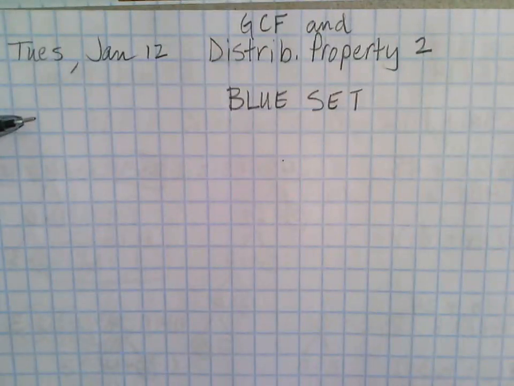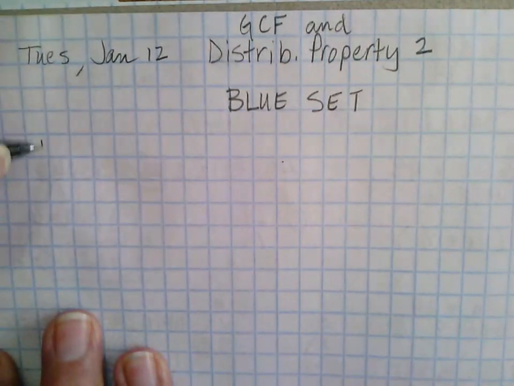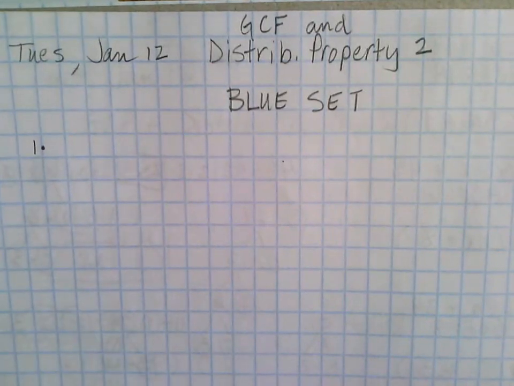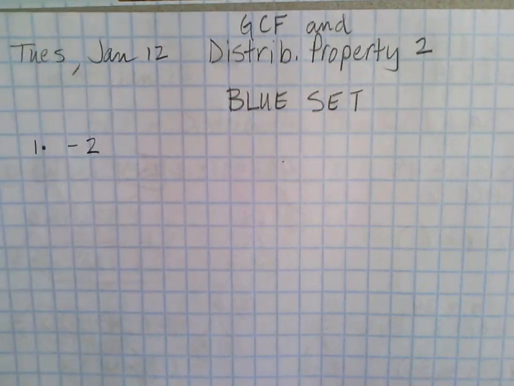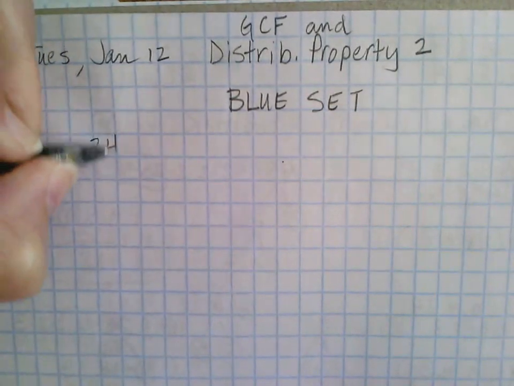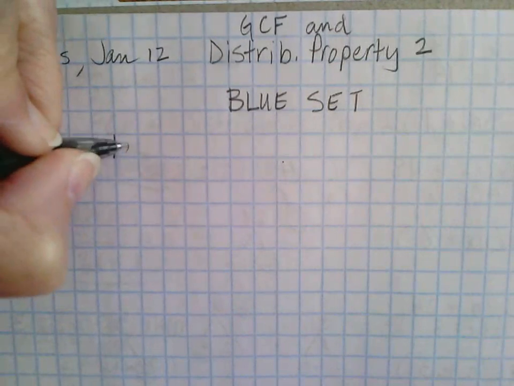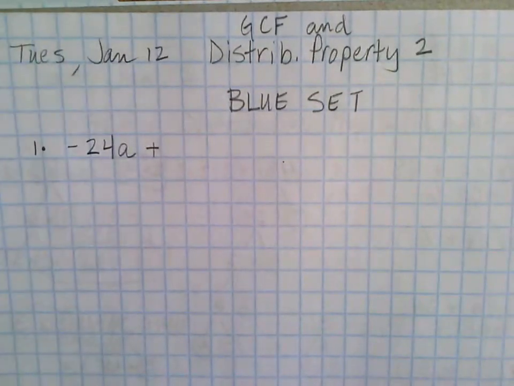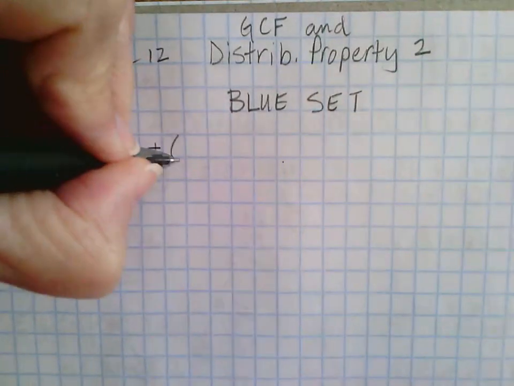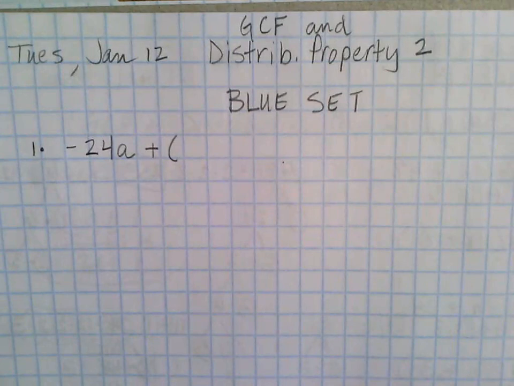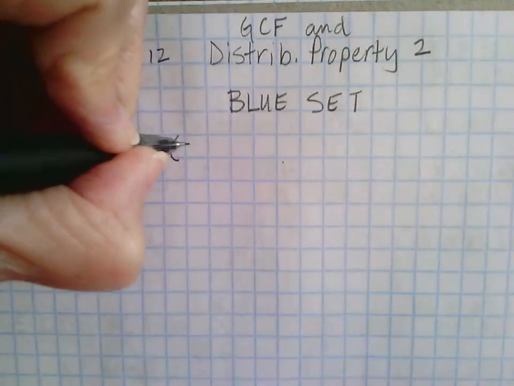Tuesday, January 12th, greatest common factor in distributive property 2, blue set. These problems are more challenging because they involve negatives in the expression or they involve subtraction in the expression. The first 5 involve addition with negative numbers, and the last 5 involve subtraction with negative numbers.